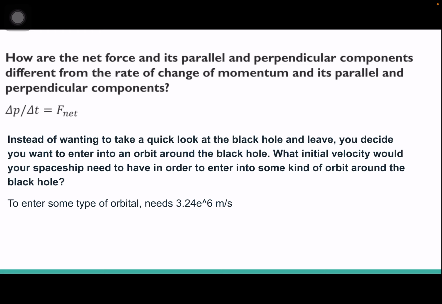So instead of making a quick look at the black hole, we want to enter it. So what initial velocity would I need? Well, because of my mass, to enter some type of orbit, I had to do 3.24 × 10^6 meters per second was my velocity. I saw that if I went slightly above 3.3 or below 3.2, I either completely missed the black hole or I got sucked into it. So that's how I was able to find my final velocity.